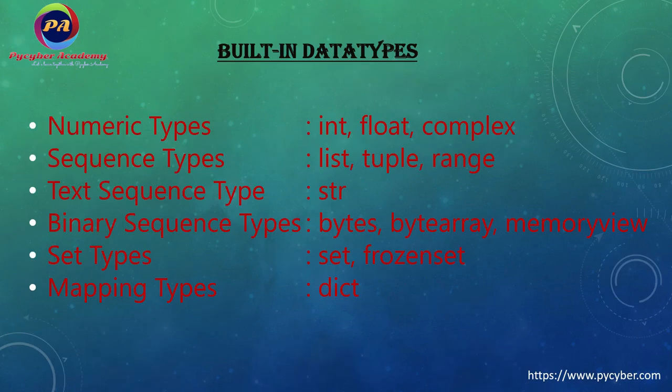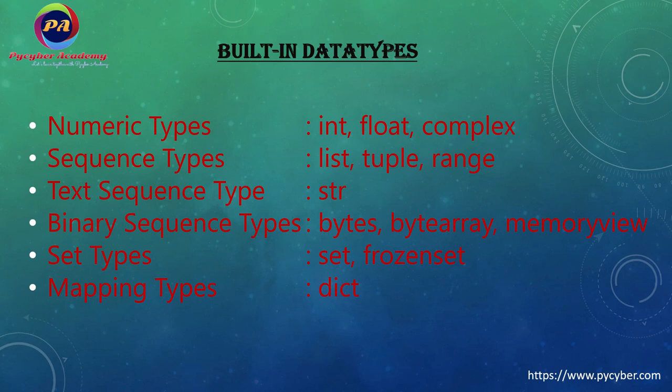Let's see what the built-in data types present in Python are. I have categorized them as numeric types, sequence types, text sequence type, binary sequence types, set types, and mapping types. In the numeric types, there are three data types in Python: integer, float, and complex. The int class represents the integer data type, the float class represents decimal or floating numbers, and complex describes mathematical complex numbers.